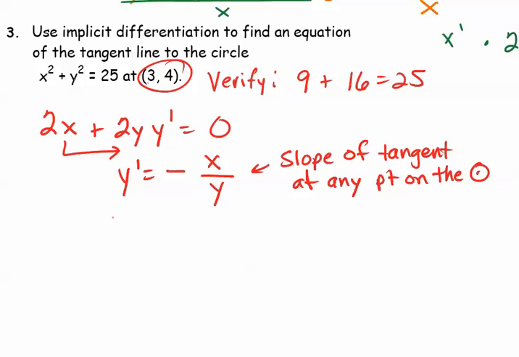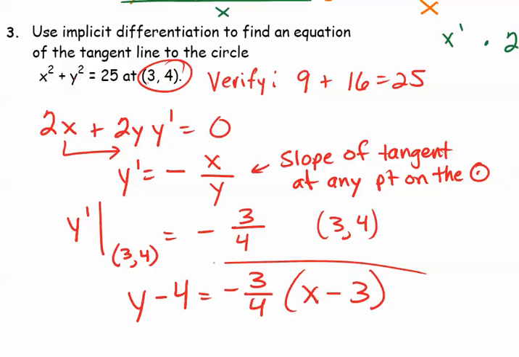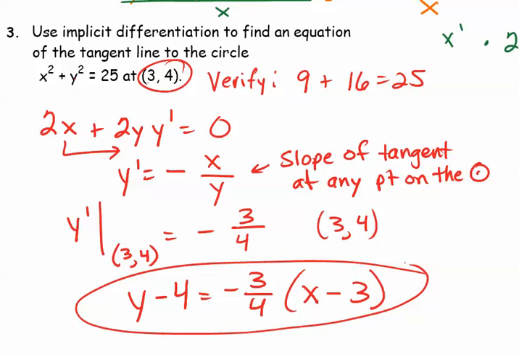All right, so now we can find y prime such that x is 3 and y is 4. So x is 3 and y is 4. There's the slope of our tangent. So now we know our point of tangency is 3, 4, and our slope is negative 3/4. So the equation of our tangent line. And of course we could also do the equation of the normal if we needed to. And there we have it.